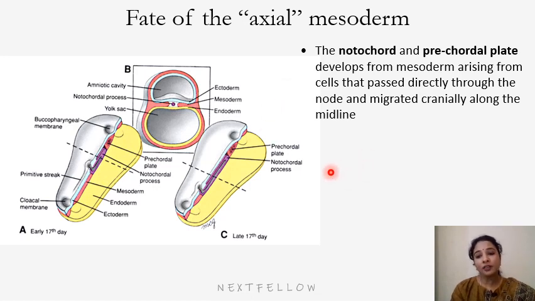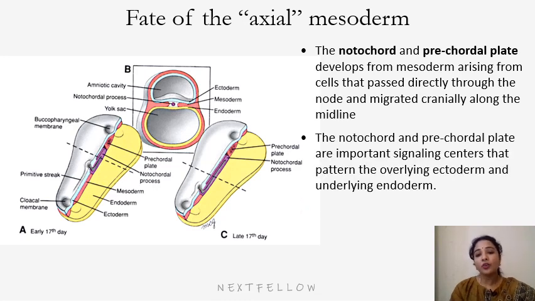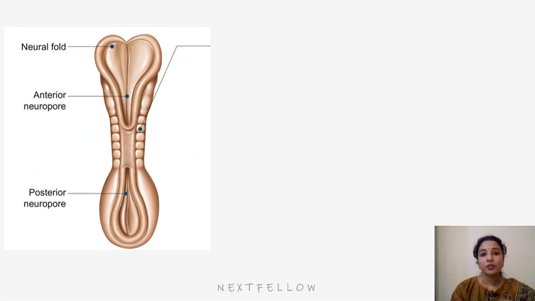Some say the notochord is a part of axial mesoderm, but some authors consider it just a protrusion from the primitive streak itself, so nothing to do with the mesoderm. So the notochord, the notochordal plate and even the precaudal plate are important signaling centers that pattern the overlying ectoderm and underlying endoderm. So that was about the axial mesoderm.